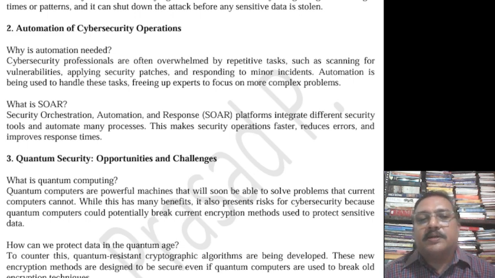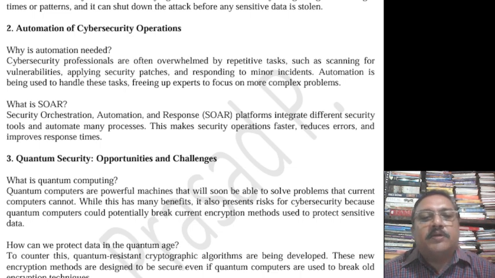So if automation is done for cybersecurity, the tasks which need to be done repeatedly can be given to automation. These tasks can be handled automatically, so that the human expert is free from such small or less important activities, which need to be done continuously, and he can focus on more complex problems and solve them.